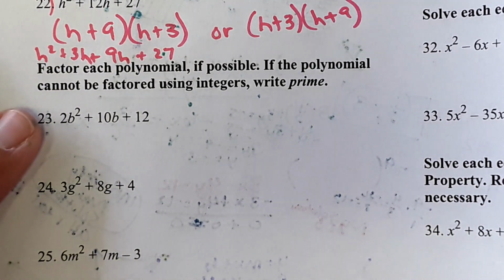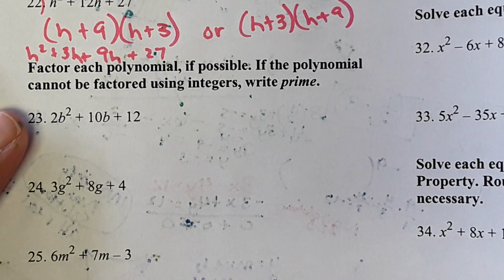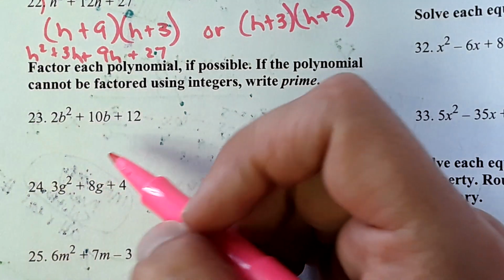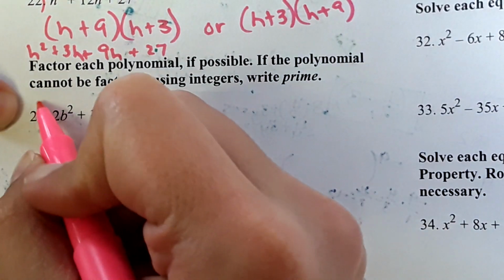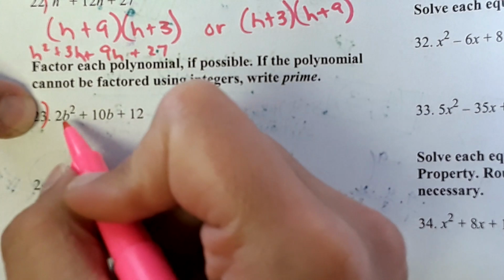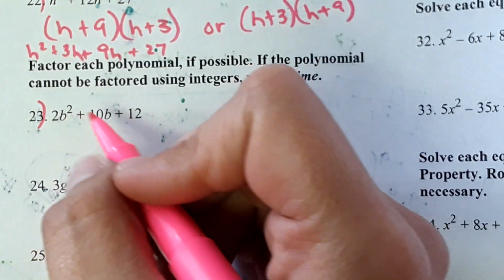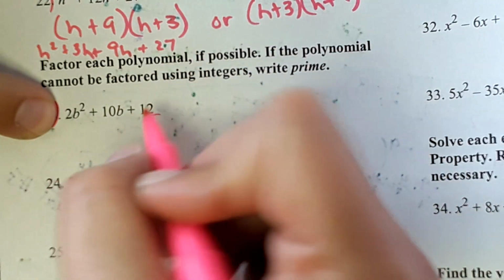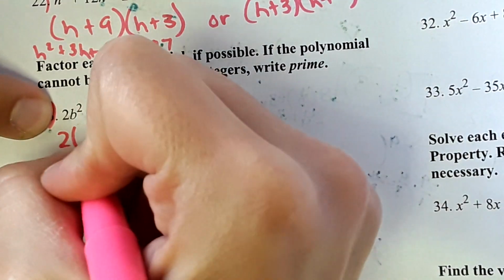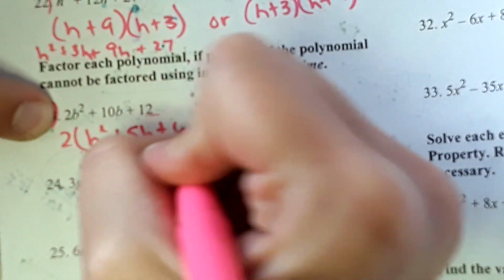Okay. Now we get into the more complicated ones. There was a method for solving these. However, before you use that method, you need to make sure that you can't factor out a common factor here. So I noticed that a factor that can be taken out of all these three terms is 2. So we're actually going to do that. We're going to take a 2 out of all three of these terms. 2 times b squared plus 5b plus 6.